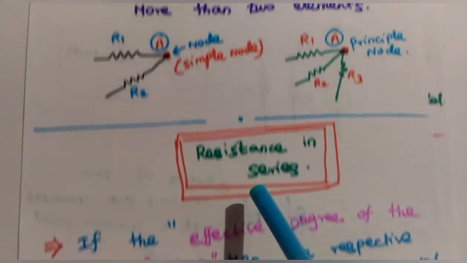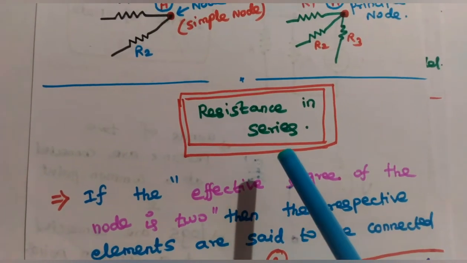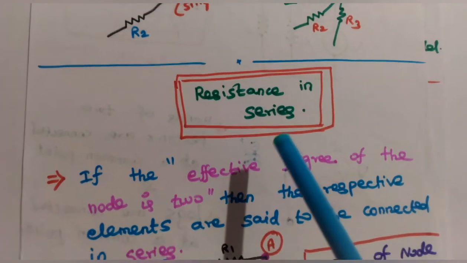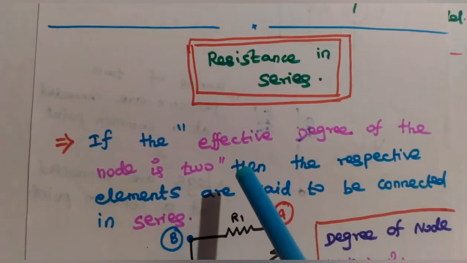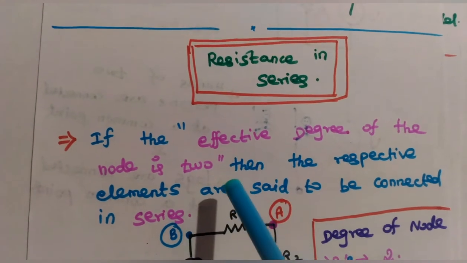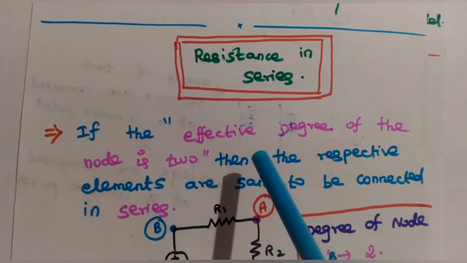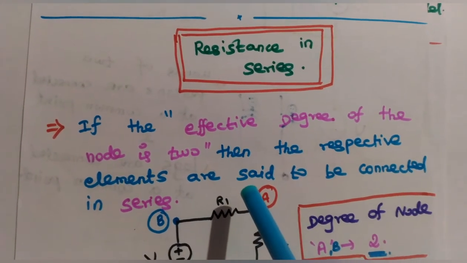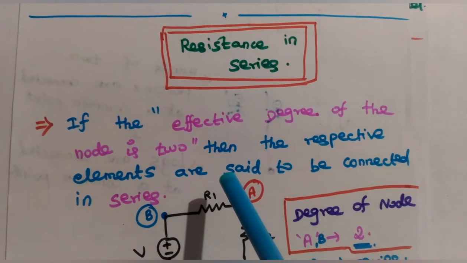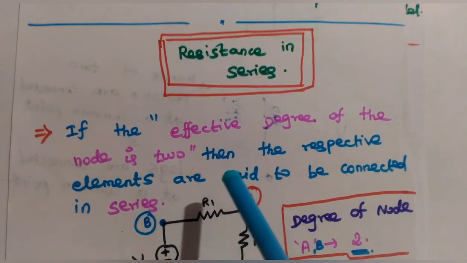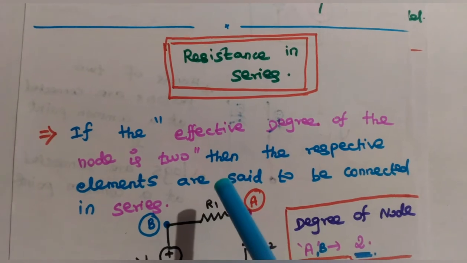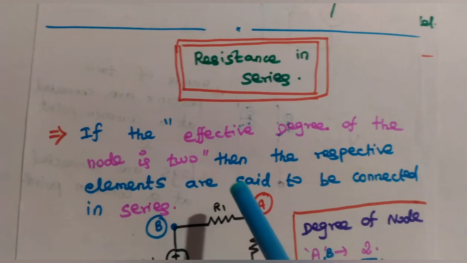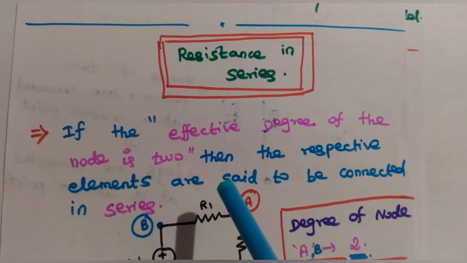Now let us see how to identify in a circuit if the resistances are connected in series. The one simple trick is: if the effective degree of the node is 2, then the respective elements are said to be connected in series. First, in the given circuit we want to identify the node, and then find the degree of the node. If the degree of the node is equal to 2, then those two elements are connected in series.